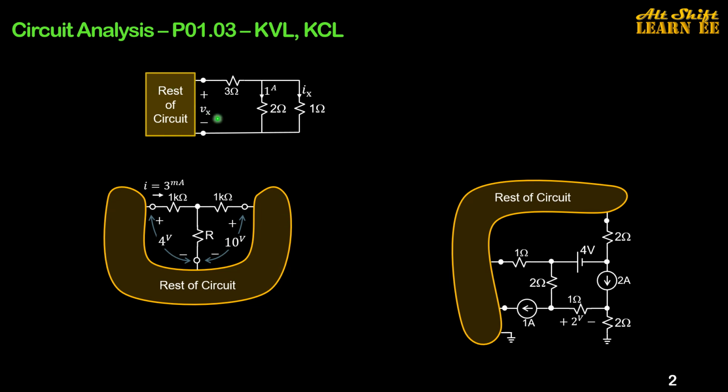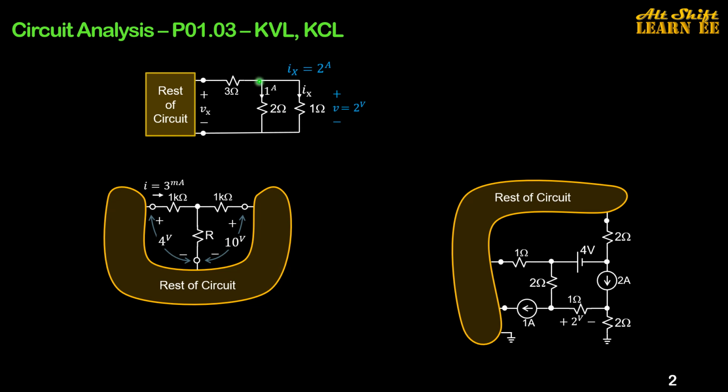For the first circuit, we know the current over these 2 ohm resistance, so we can tell the voltage across these two parallel resistances is 2 volt. 2 volt across 1 ohm resistance, so the current here, I sub x, is 2 amp.